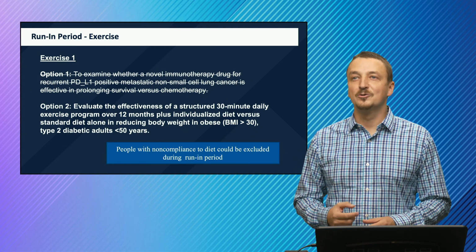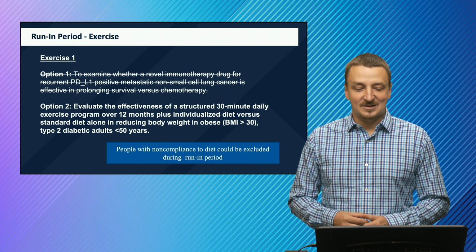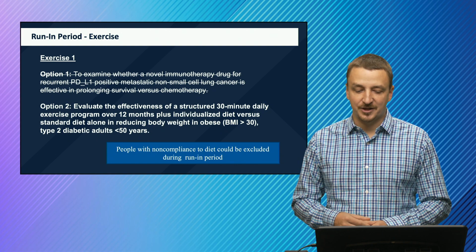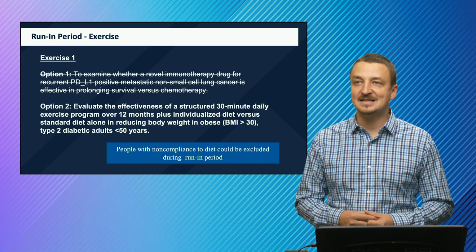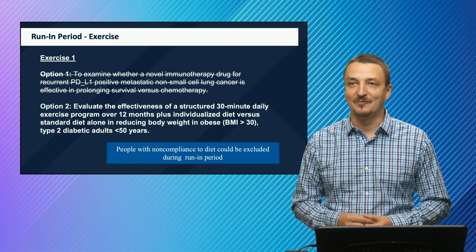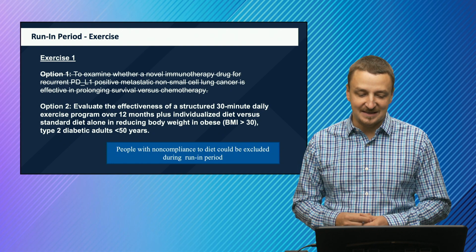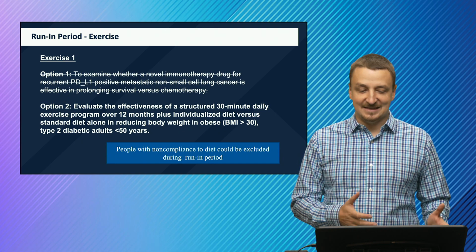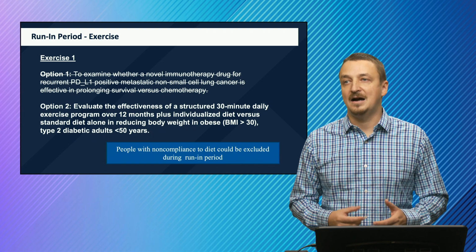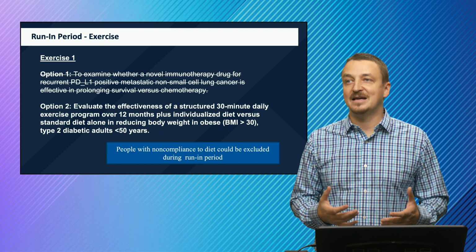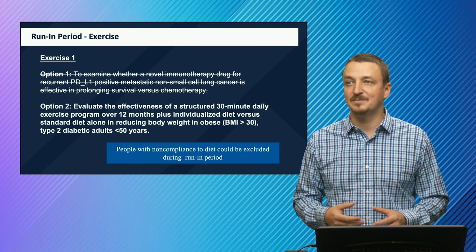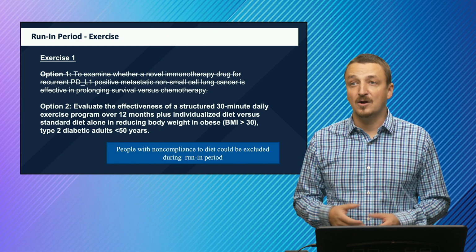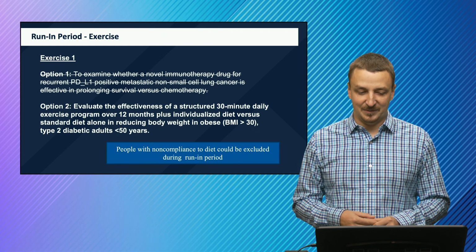And here is the solution of exercise 1. Option 2 is the right answer: to evaluate the effectiveness of a structured 30-minute daily exercise program over 12 months, plus individualized diet versus standard diet alone in reducing body weight in obese type 2 diabetic adults below 50 years. You can imagine that compliance in such a study would be a problem. So here a run-in period would help us select people who are compliant to either the intervention or the standard of care, and people with non-compliance to diet could be excluded during the run-in period.